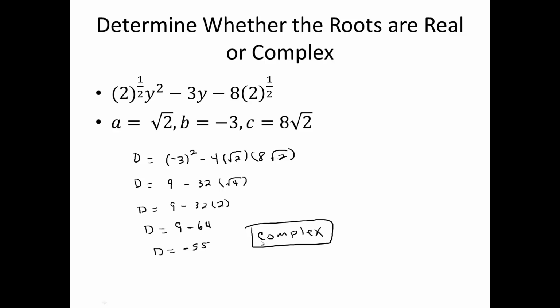And that's how you would work that. You just plug those numbers into your discriminant formula and you simplify. Positive answer or 0, roots are real. Negative answer, roots are complex.